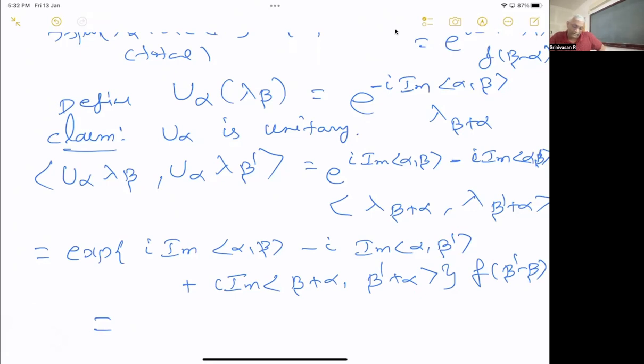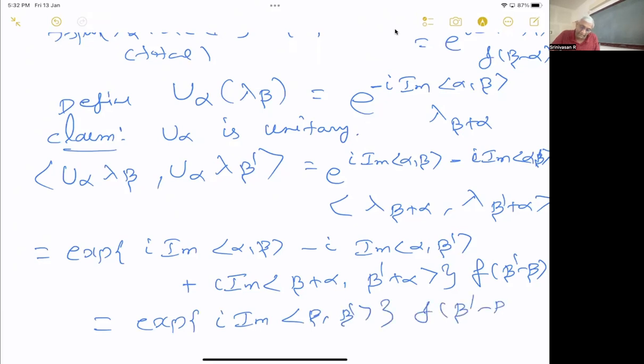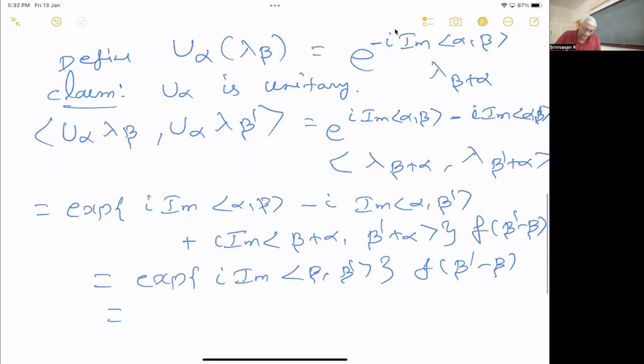So there are 4 terms in this. Alpha will be 0, right? So what is the remaining one? Beta prime, right? So this is exponential I imaginary part of beta prime, and then f of beta prime minus beta, which is precisely the definition. It is just the inner product of lambda beta and lambda beta prime. So this is unitary. Hence the claim.